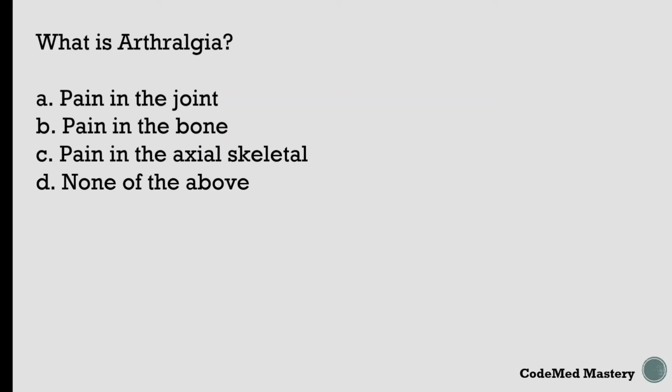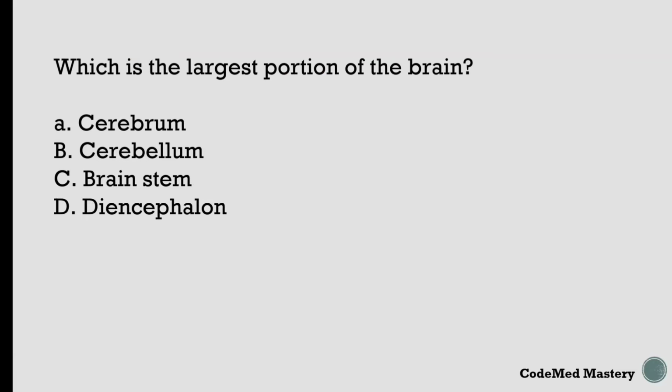Next question, what is arthralgia? The right answer is option A, pain in the joint. Arthralgia is also referred to as joint stiffness. The term arthro means joint. Next question, which is the largest portion of the brain? This is repeated. The right answer is cerebrum.